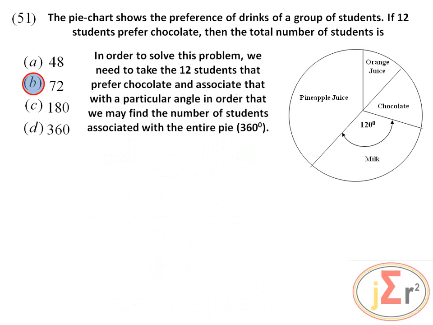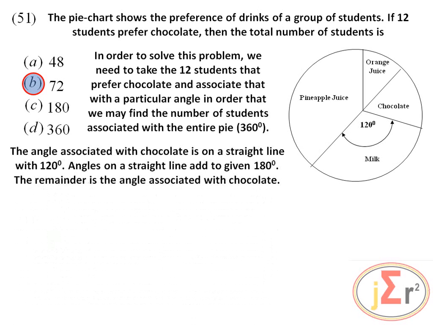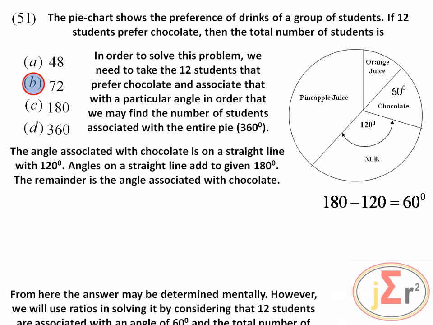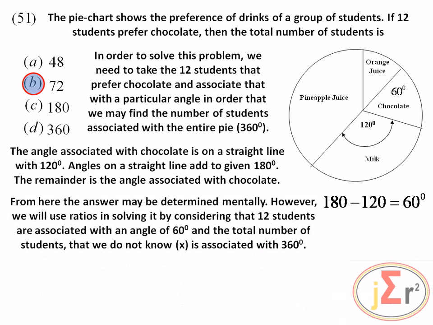In order to solve this problem, we need to take the 12 students that prefer chocolate and associate that with a particular angle in order that we may find the number of students associated with the entire pie. And the entire pie is represented by 360 degrees. The angle associated with chocolate is on a straight line with 120 degrees. Angles on a straight line add to give 180 degrees. The remainder is the angle associated with chocolate, 60 degrees. From here, the answer may be determined mentally.